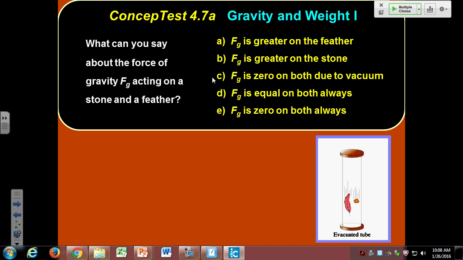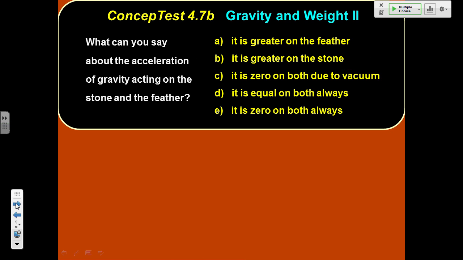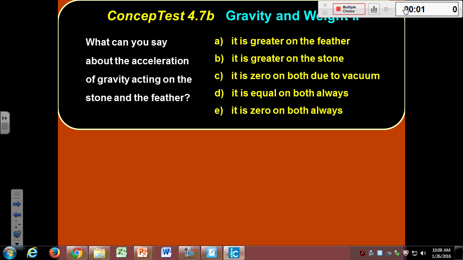Okay. What can you say about the acceleration of gravity acting on the stone and the feather? I don't remember if we actually talked about this. Did we talk about this? What is the acceleration of gravity acting on the stone and the feather? Go ahead and put what you think, and then before I turn it off, we'll talk about it. I'll let you get the right answer. Okay?